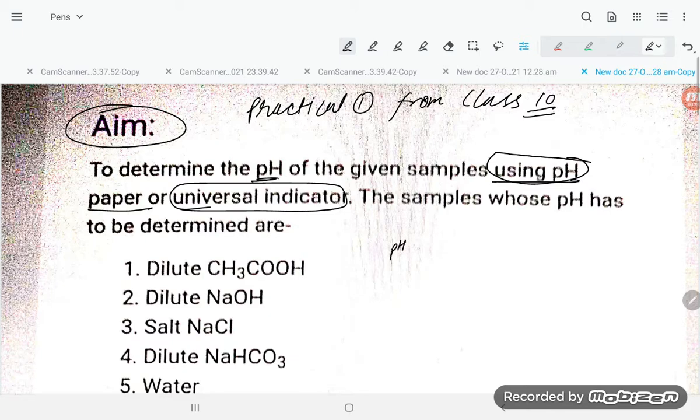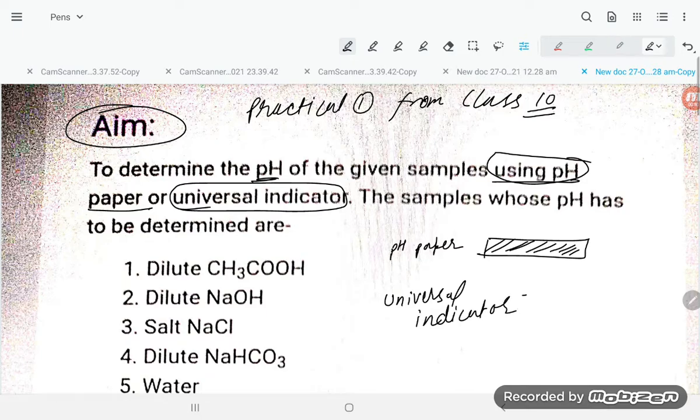One is pH paper. This is the one, a simple paper, that we have to drop in the sample and find out the change in color. The other is universal indicator, which generally comes in the form of liquid. This liquid we have to drop in the sample. These things we have to do, dear friend.